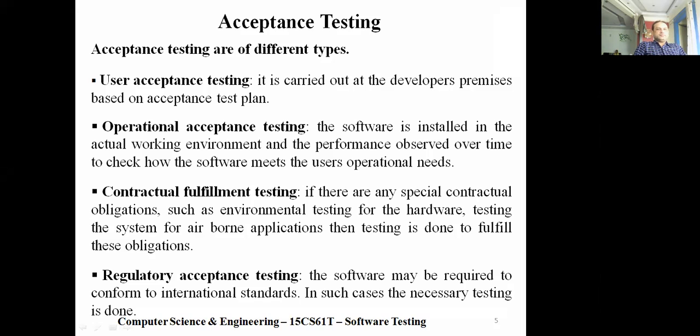Contractual fulfillment testing: if there are any special contractual obligations such as environment testing or hardware testing for an airborne application, then testing is done to fulfill those obligations. Regulatory acceptance testing: the software may be required to conform to international standards. In such cases, the necessary testing is done. So these are the different types of acceptance testing: user acceptance testing, operational acceptance testing, contractual fulfillment testing, and regulatory acceptance testing.